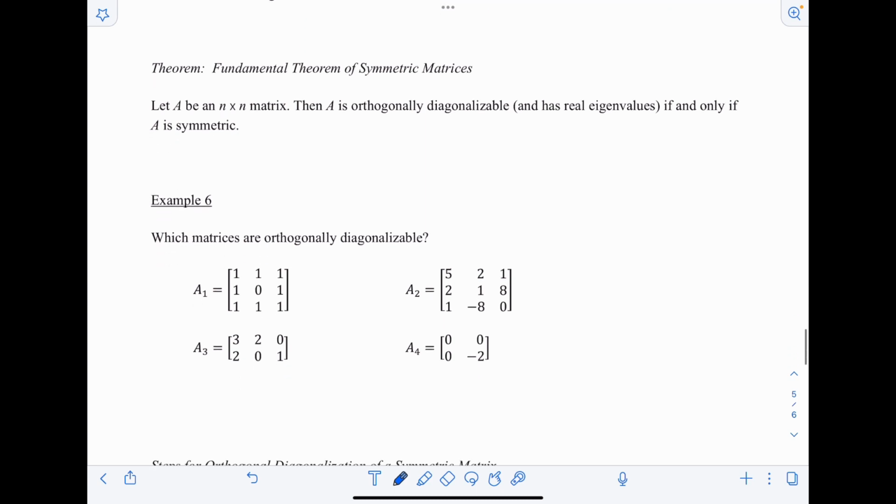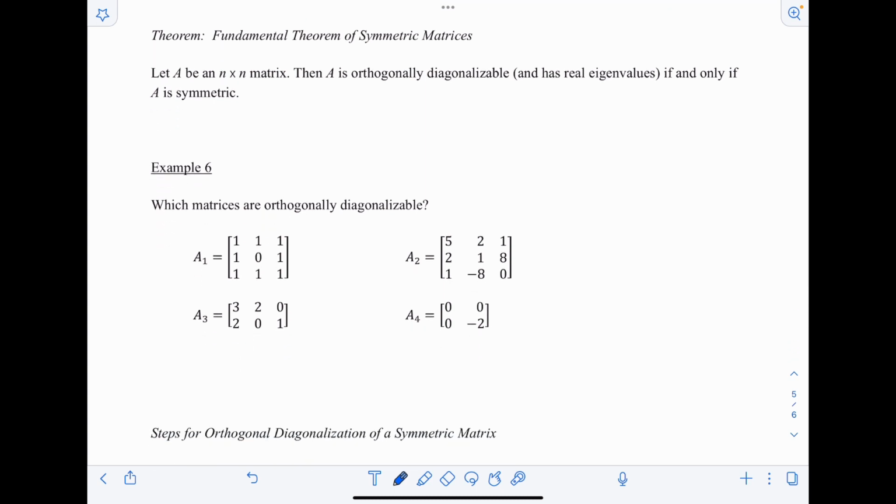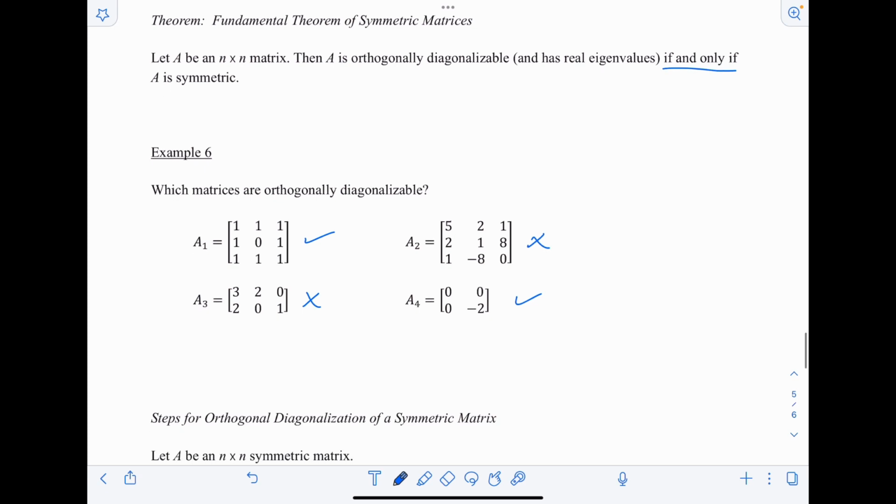In our example, which matrices are orthogonally diagonalizable? Remember, this is an if and only if statement, so it has to go both ways. It is only orthogonally diagonalizable if the matrix is symmetric. In this case, A1 is symmetric, A2 is not, A3 certainly is not, and A4 is. So the only two that are orthogonally diagonalizable, this is a tongue twister of a lesson, are A1 and A4.